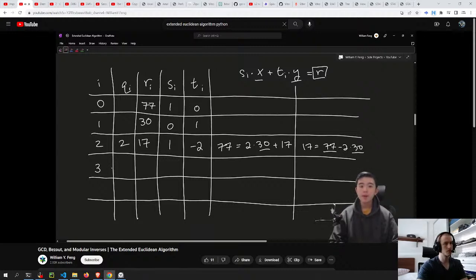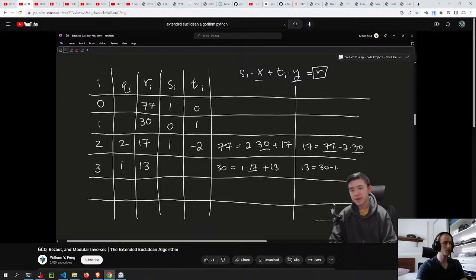Now in the third step, we're going to be dividing 30 by 17. That's going to be a quotient of 1 and a remainder of 13. We can rewrite it as 13 is equal to 30 minus 1 times 17. Notice how this 17 and 30 pops up as the previous remainders.